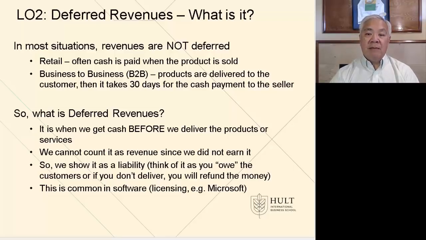Business to business, or B2B, is often done on credit. A customer buys a product, the seller delivers the product, and there's a 30-day period in which the customer should pay the seller. So those are normal commercial terms. However, we have these cases where the money is paid in advance, and these are deferred revenues or unearned revenues. So an example is something you owe customers.